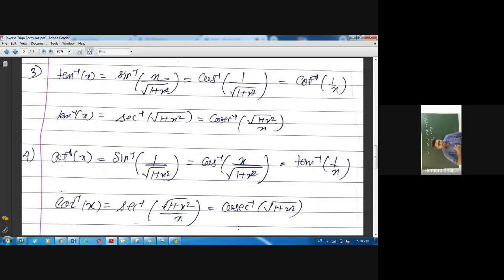on your screen are the values of tan inverse of x and cot inverse of x in all the trigonometric ratios.